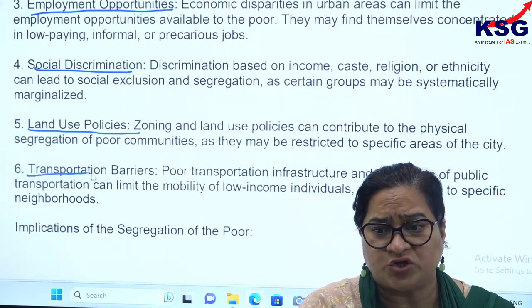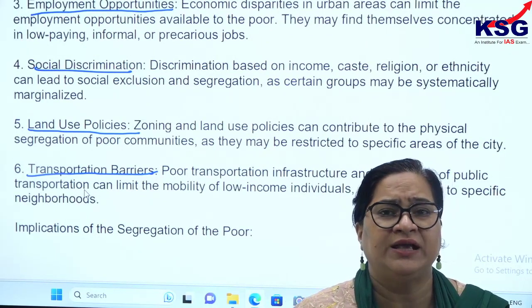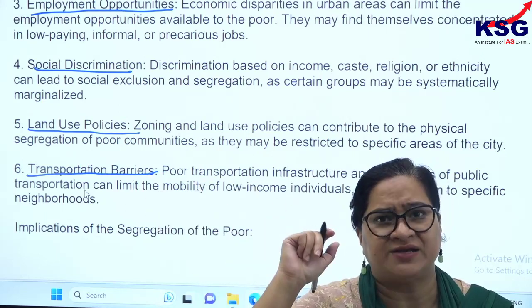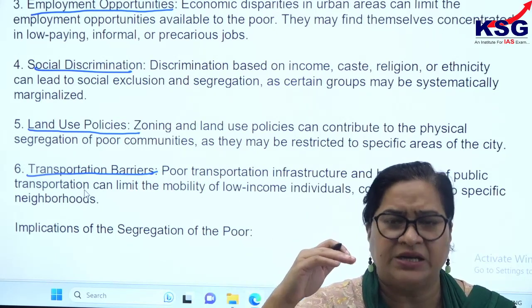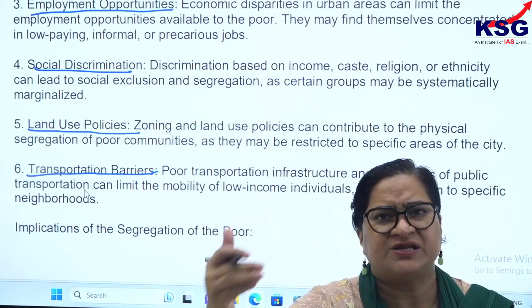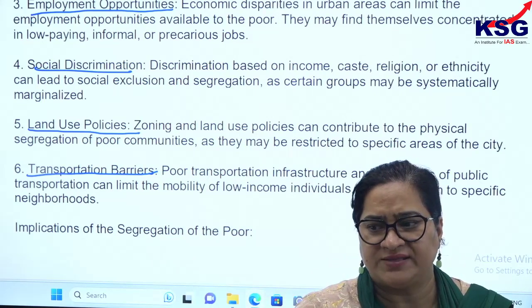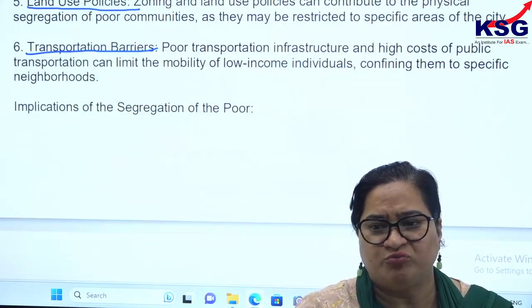There can be transportation barriers. There is poor transportation for the lower income groups, like buses which are in a dilapidated condition, whereas for the relatively middle income groups you can have better infrastructure, and for the rich you can have other sets of infrastructure facilitating their ease of movement.